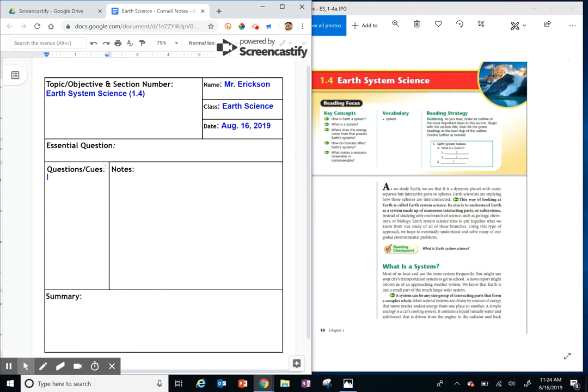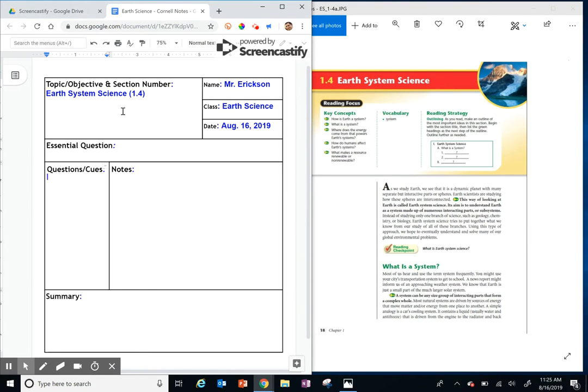Hello, Earth Science students. I want to take a little bit of time today to explain how Cornell notes might be taken. In doing that, I've got a Cornell note page set up here, and I've already begun to fill out the heading at the top with my name and the class name and the date.